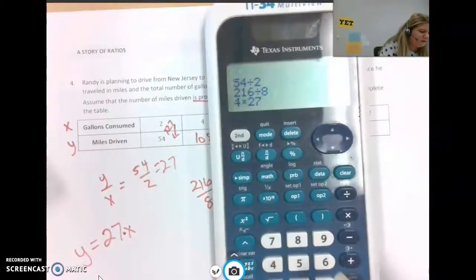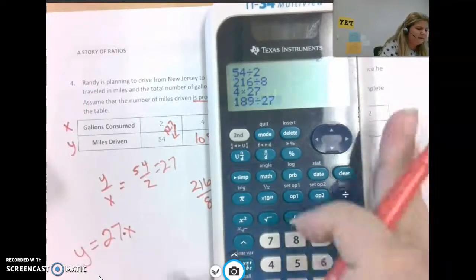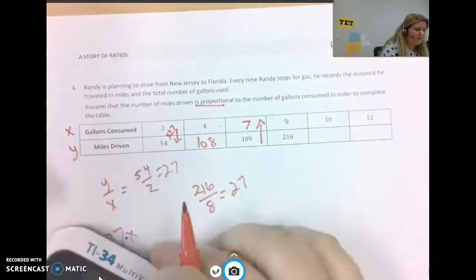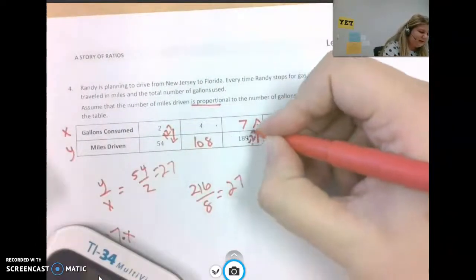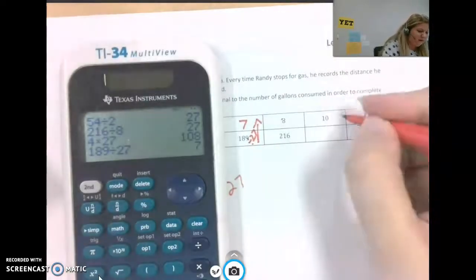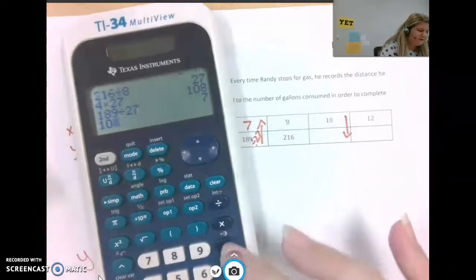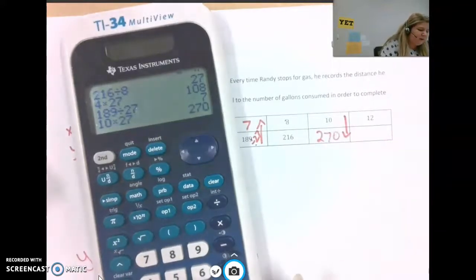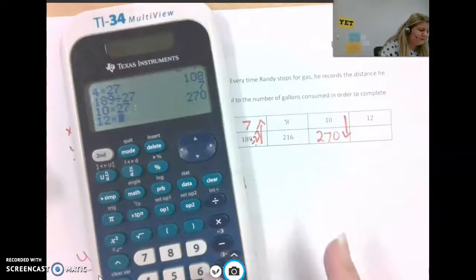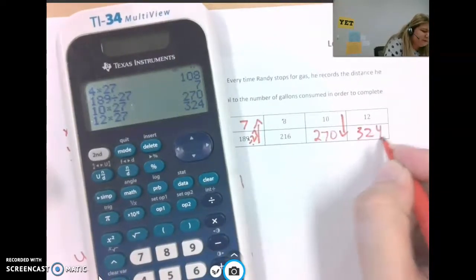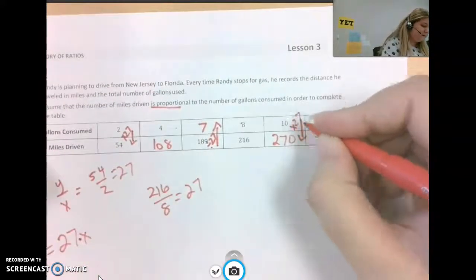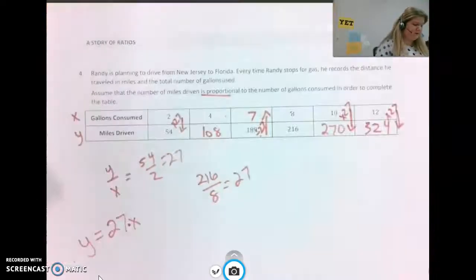Now, if I went 189 miles, I would divide that by 27, and this would be 7. So, in other words, going from y to x, I divided by 27. Okay, and this time I'm going from x to y, so I'm multiplying by 27. Okay, and then 12 times 27 is 324. Okay. Go ahead and finish showing my work.